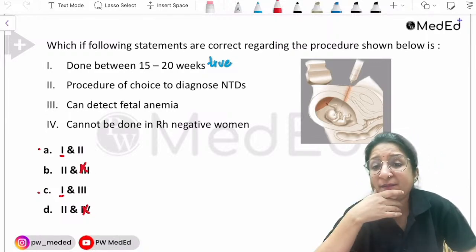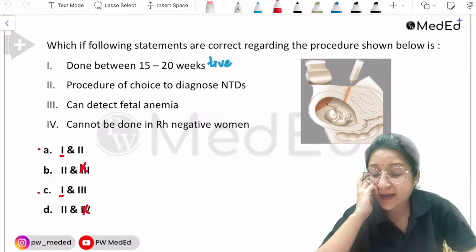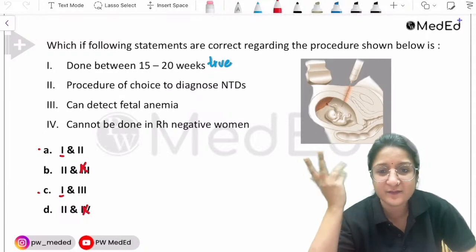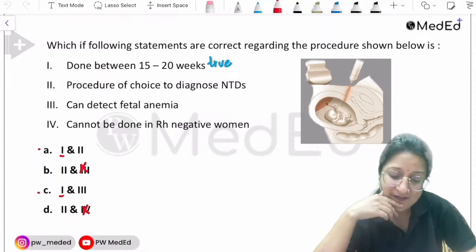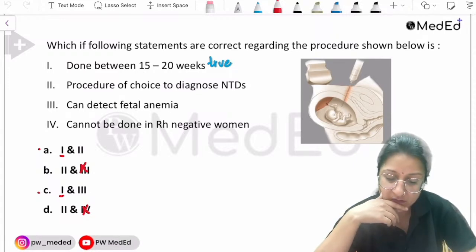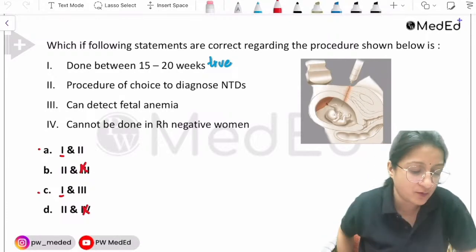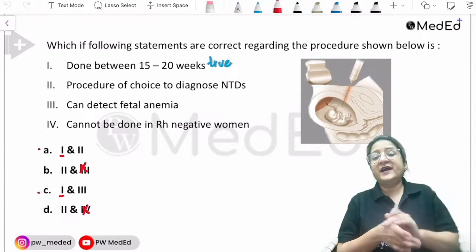Yes, what should I check in amniocentesis? If at all you say that we should do it for diagnosing neural tube defects. I told you there are structural defects, structural abnormalities that will be visible on ultrasound. But then you say, okay, no, I want to do amniocentesis to diagnose neural tube defects. What do you want to check in amniocentesis? Can anybody help them out? Anybody can answer what to check?